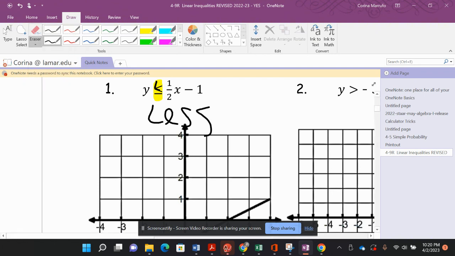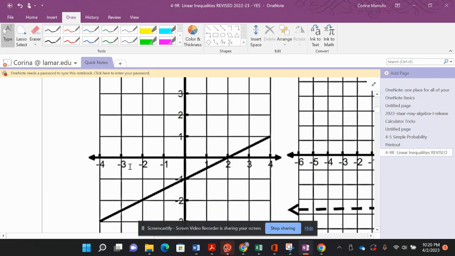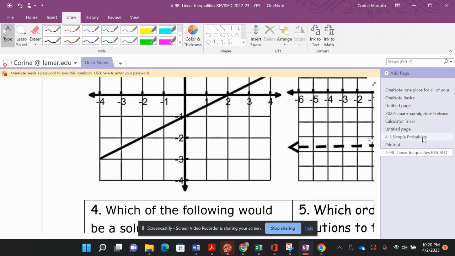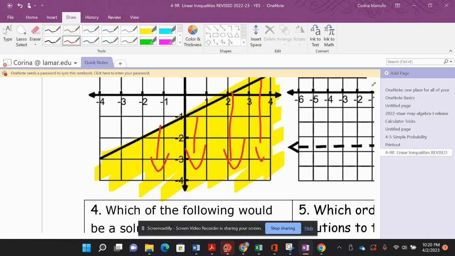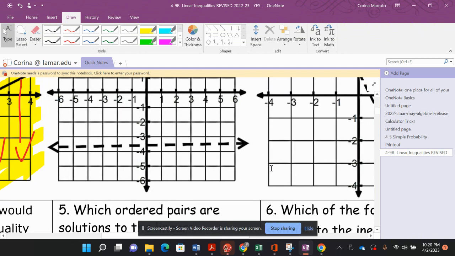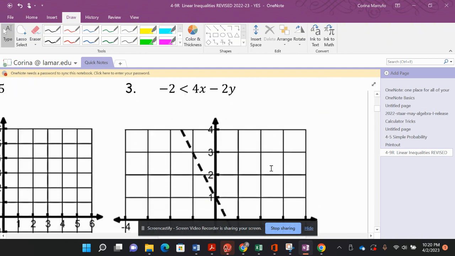Okay. And then because it's less than, that means that we're going to shade below the graph. We're going to shade on the bottom. So if we put our pencil on the line, we're going to shade everything below. So we go from that line and we shade down. That's how you know which area you're supposed to shade. All right, I'm going to leave this example for you guys to finish later.